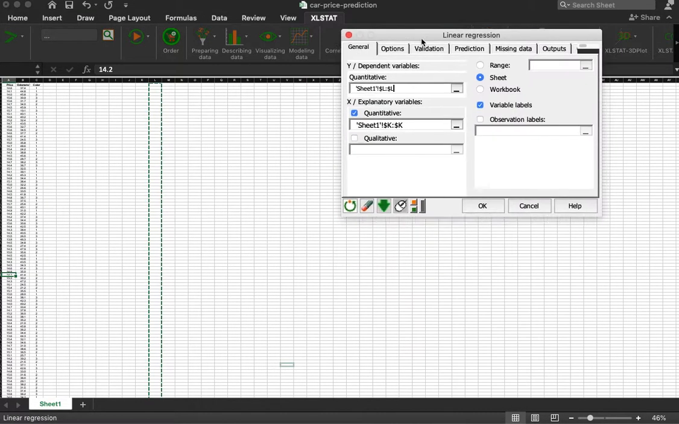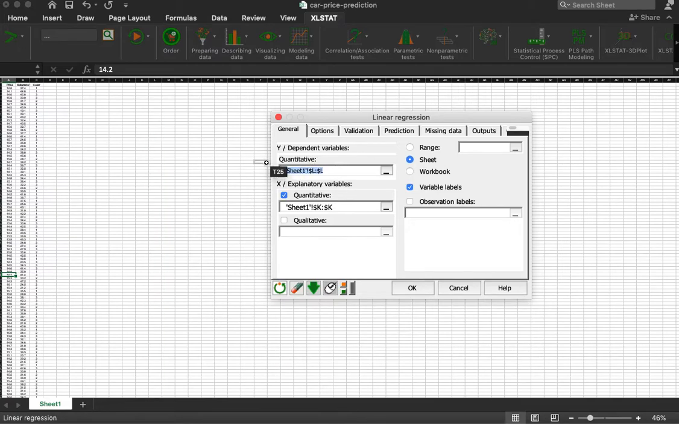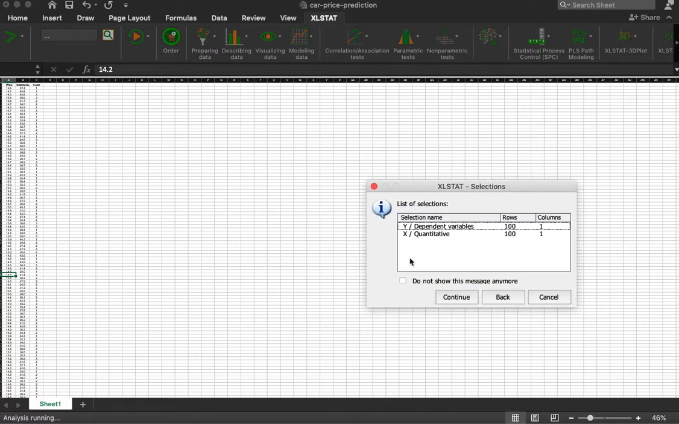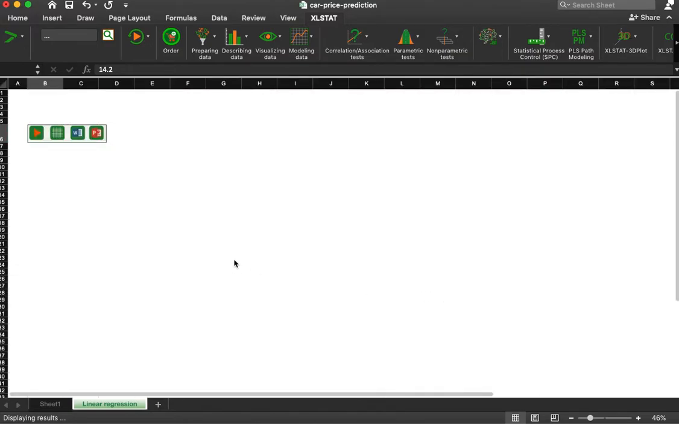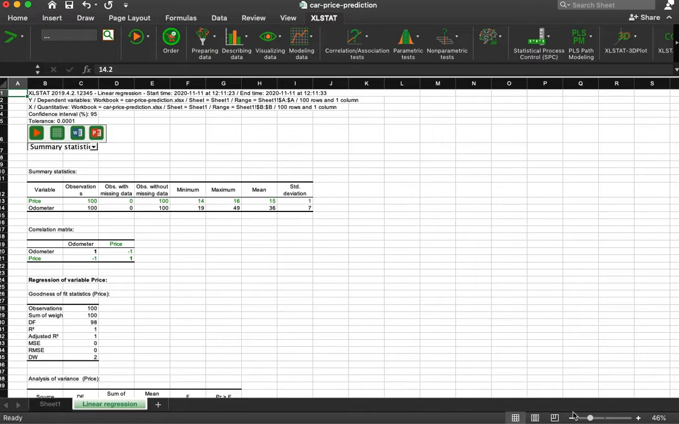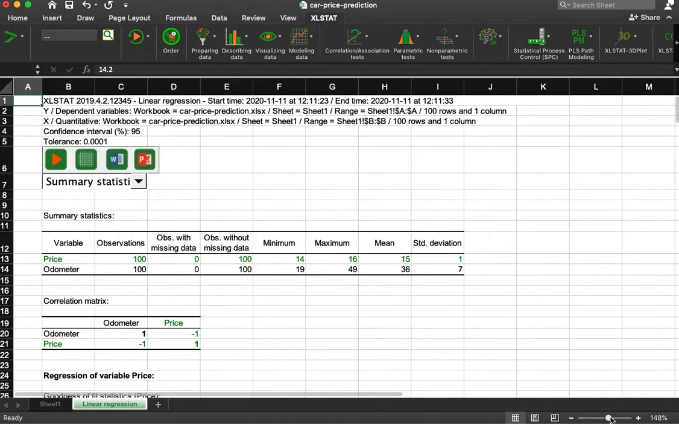Here we go. So our dependent variable, so we're trying to predict, is in column A. Just click A. Our independent variable under quantitative, independent and explanatory mean the same thing. That's column B. That's all we need to do. We'll hit OK. It will think for a moment. It asks us to verify this. We'll say continue. And it's finished. Just kind of zoom in a little bit.